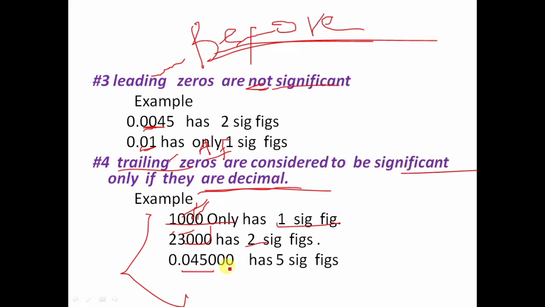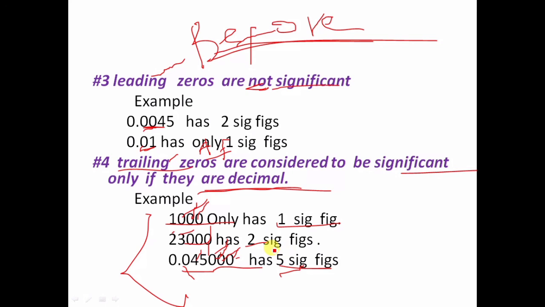Now consider this number. We already know about this zero: it is a leading zero, and a leading zero is not considered significant. But here these three zeros are considered significant because they are trailing decimal zeros. For this reason, we count 1, 2, 3, 4, 5. Now we have 5 significant figures.